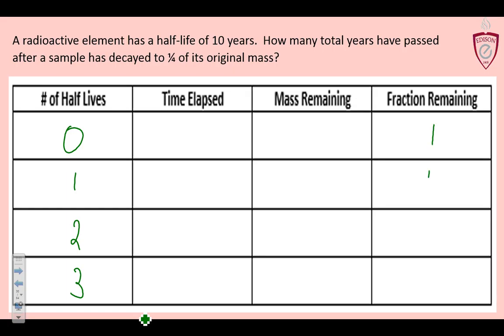A radioactive element has a half-life of 10 years. How many total years have passed after the sample has decayed to 1/4? So I see my 1/4. I've got to get down into half-life number 2. You see that? So let's do time elapsed.